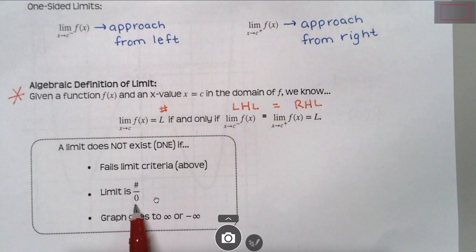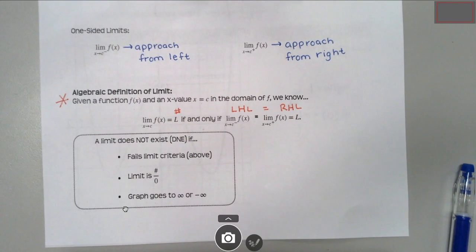But when we start doing this algebraically, if you end up with a limit where it's a number over 0, we know that's not allowed, right? So that's a limit that doesn't exist. And then this one's interesting and also kind of controversial in math land. A graph that goes to infinity or negative infinity, sometimes you'll see some textbooks and some mathematicians say that limit does not exist. That's because if a graph goes up and up and up forever, there's not really a limit on it.